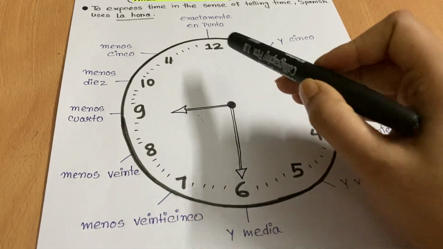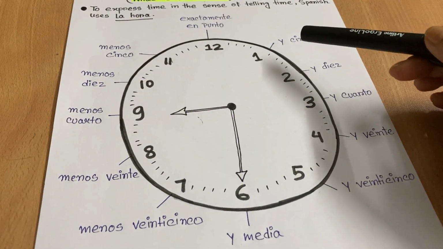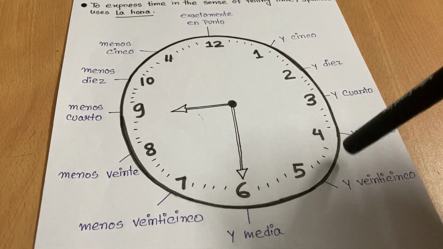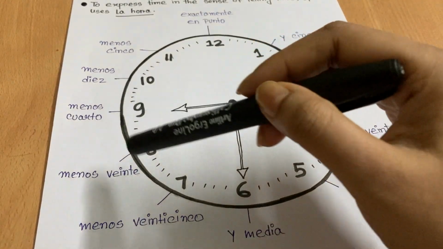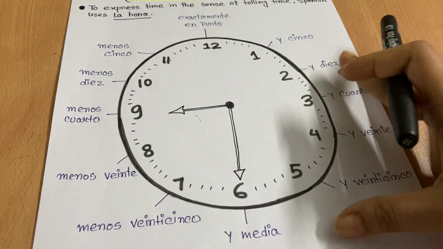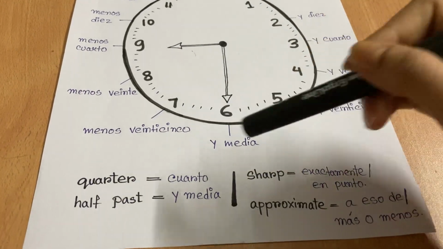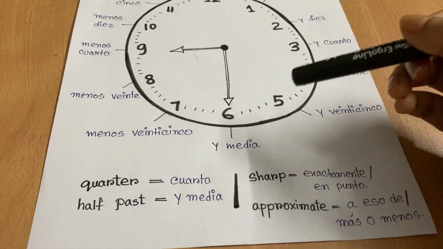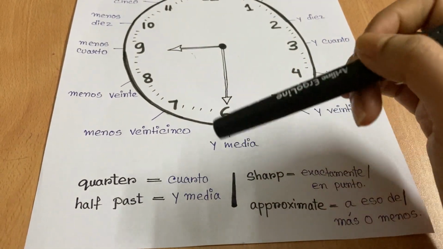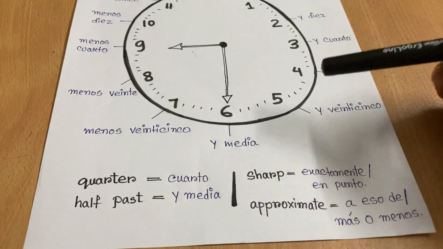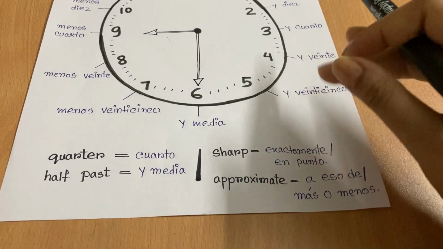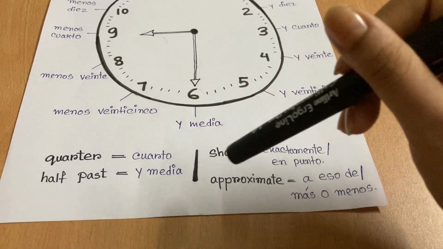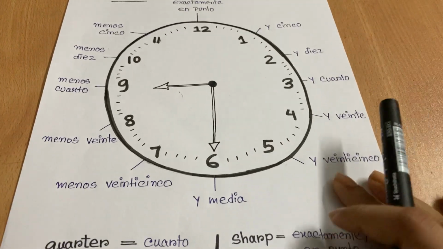So first understand all this: en punto or exactamente, y cinco, y diez, this part is a kind of addition problem solving, and this part is a kind of subtraction problem solving. So please remember all this useful vocabulary. Half past is y media, quarter is cuarto, sharp is exactamente or en punto, and yes, one more: approximately, a eso de or más o menos. Now how we can use it, I will tell you a little bit later.